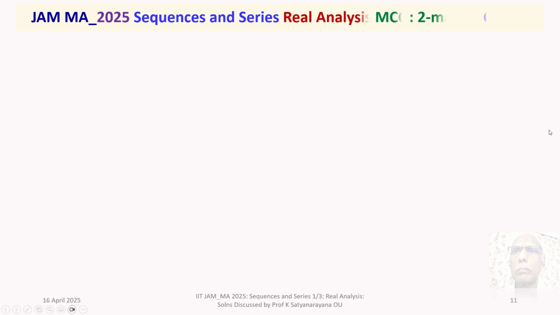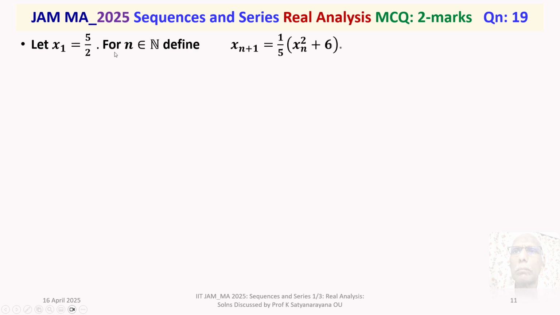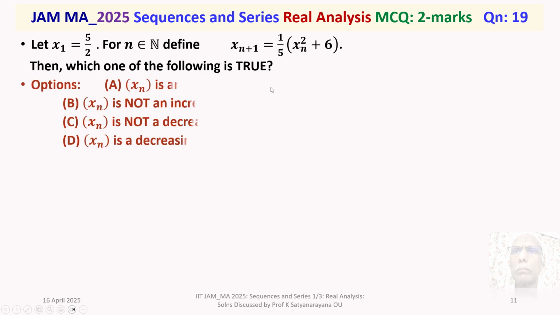Right. This is question number 19 in that question paper. This is for 2 marks. It is an MCQ. The given question is, let x1 is equal to 5 by 2. For n belongs to N, define xn+1 is equal to 1 by 5 (xn square plus 6). Then which one of the following is true? We are given 4 options.